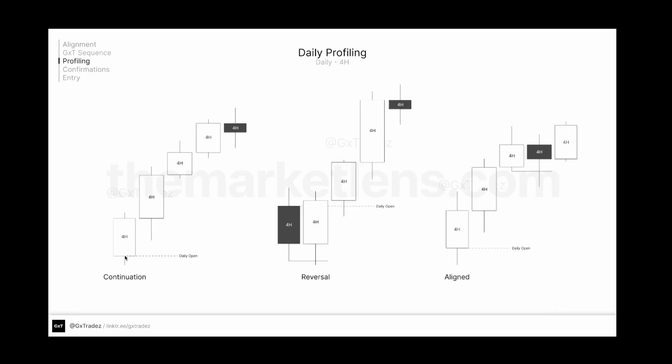This can also be in continuation, where we just open the day and we just expand away. So you're essentially trading hourly or 4-hour expansion candles, aligned with the current daily candle. So this is an example of that.